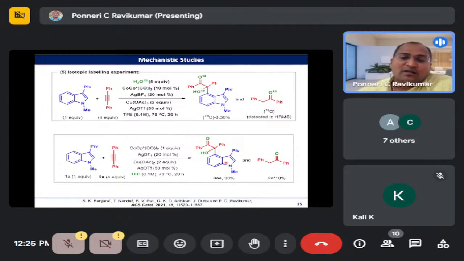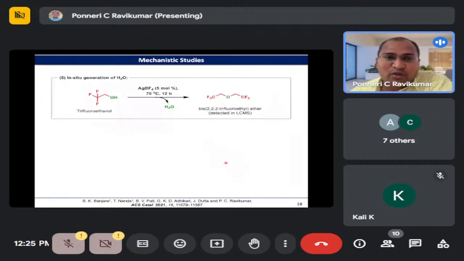That means water is probably generating from TFE. This was the process we thought we had. So we took trifluoroethanol and added different salts to see whether we are getting any byproduct.